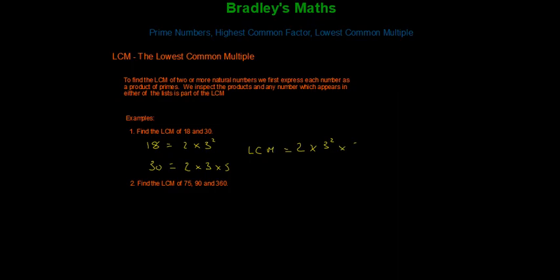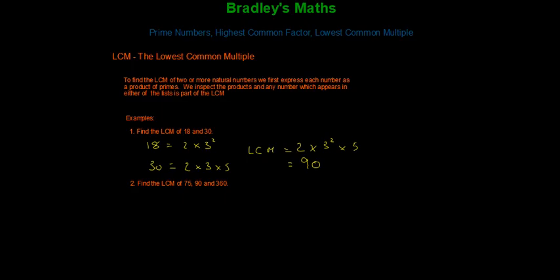there, and our LCM is 2 times 3 squared. Well, 3 squared is 9, 2 times 9 is 18, times 5, and 18 times 5 is 90. 90 is the lowest number that can be divided by 18 and by 30. 18 goes into 90 5 times, 30 goes into 90 3 times.